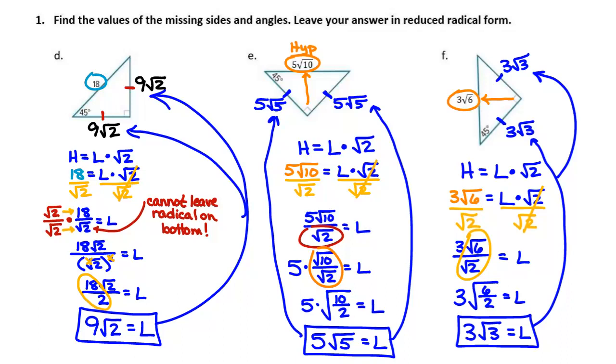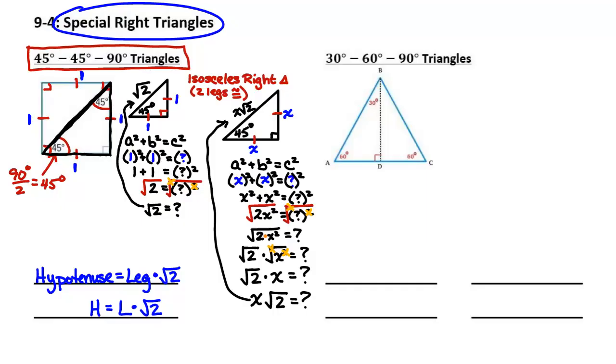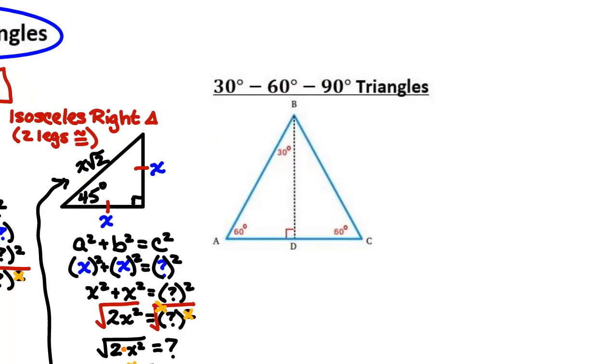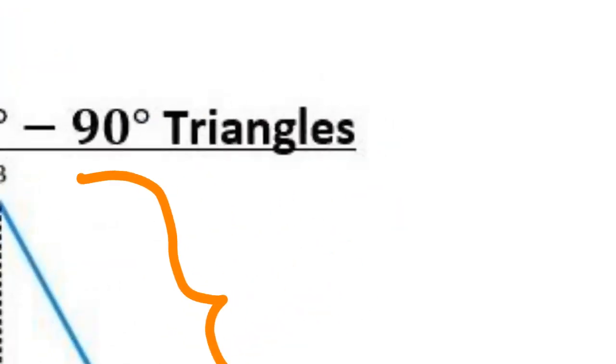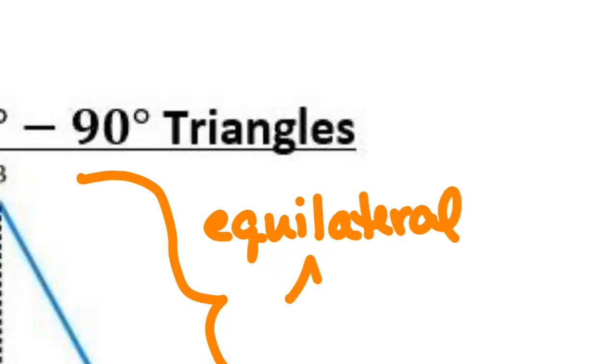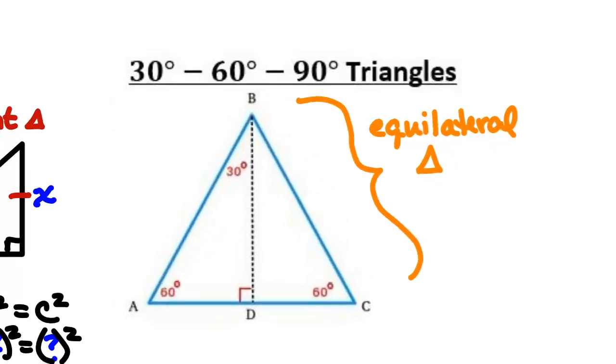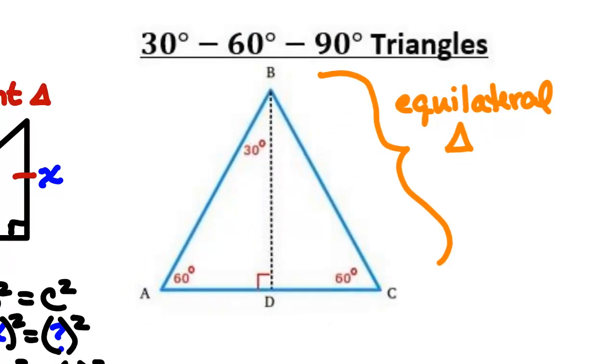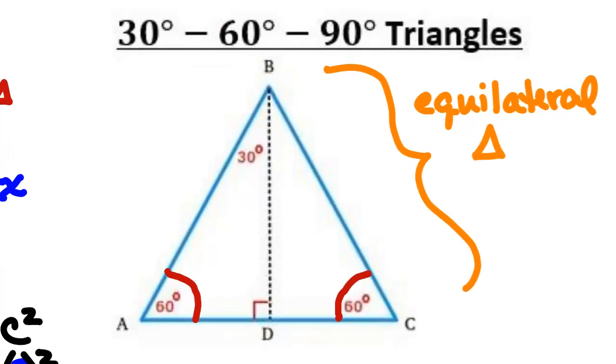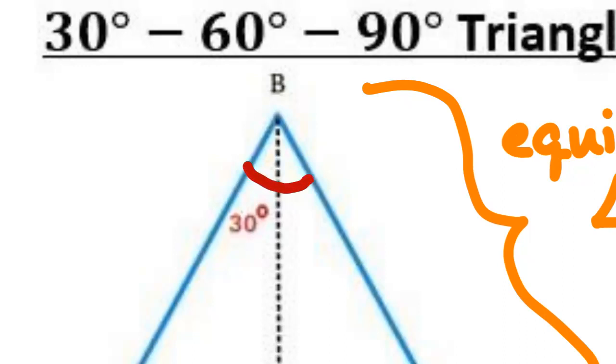I want to talk about the 30, 60, 90 triangles. So we're going to go back up to the top of the page where we have this other triangle that we didn't look at at all, the 30, 60, 90. This is an equilateral triangle. What does it mean for a triangle to be equilateral? It means all the sides are equal. If all the sides are equal, what does that mean about the angles? All the angles are also equal. So we have a 60-degree angle down here, a 60-degree angle at C, and B is also a 60-degree angle.